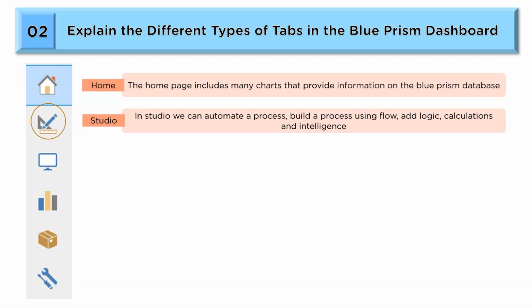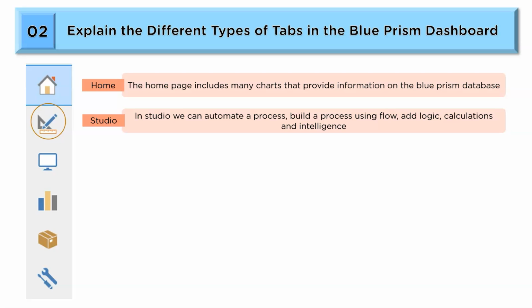Blue Prism Studio is a critical component through which we build actual automation actions. With Studio, we can automate a process, build a process using flow, add logic, calculations, and intelligence without writing any code. We can also drag in actions, calculations, loops, and more.